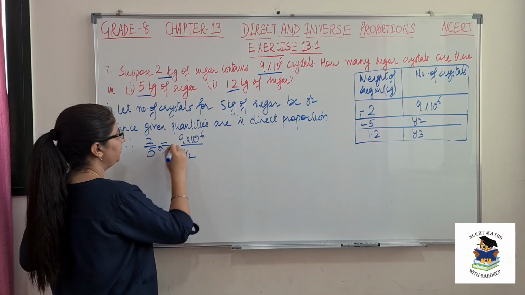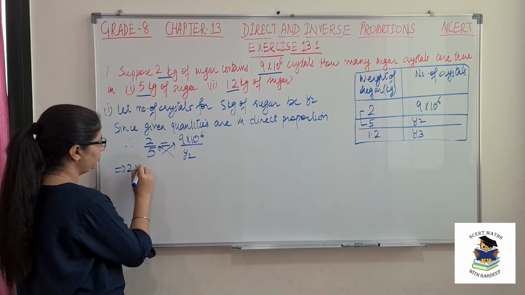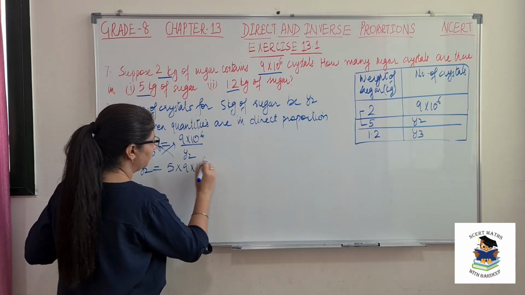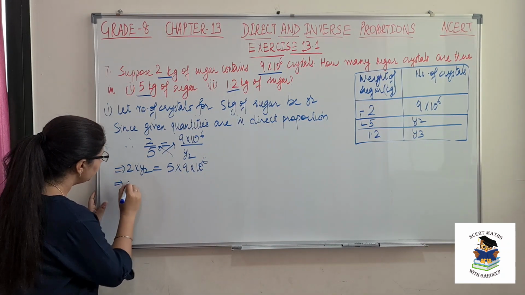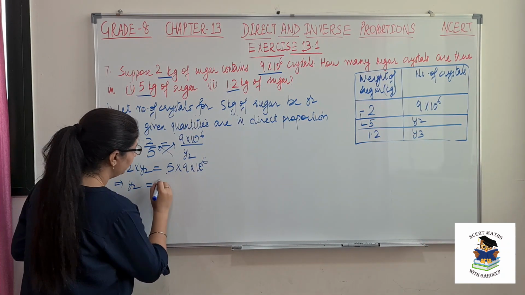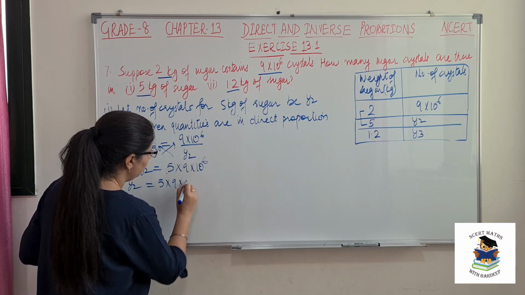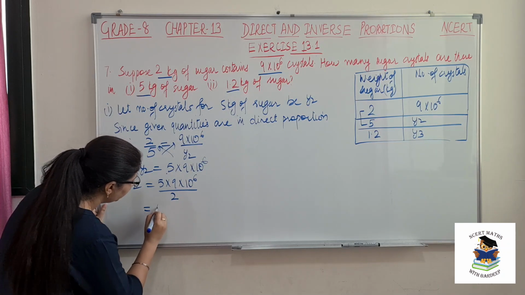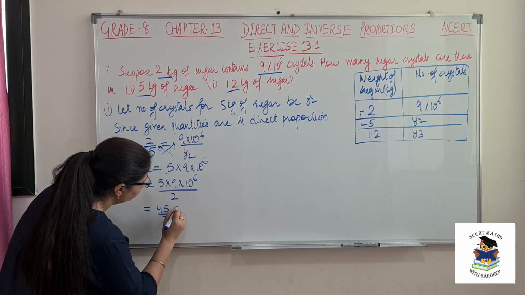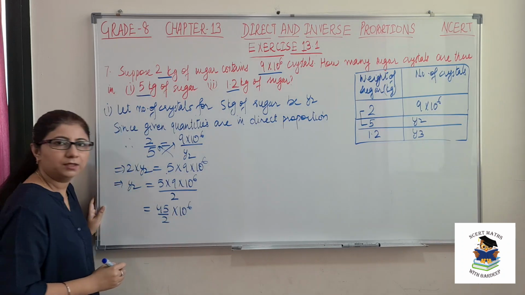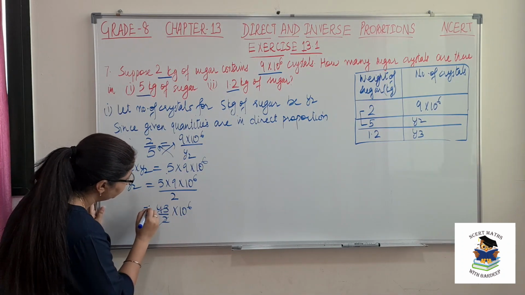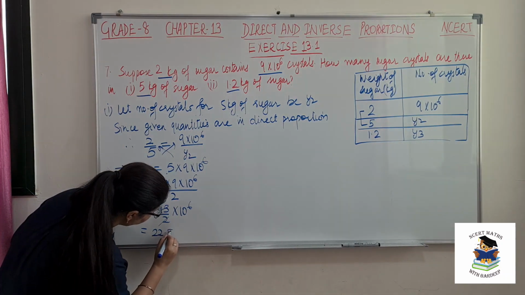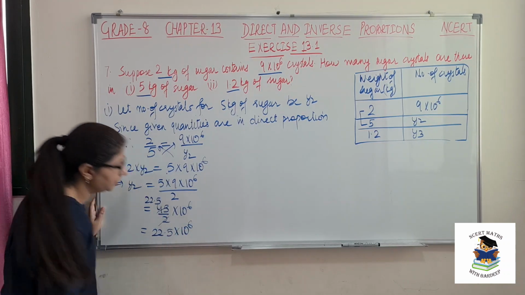So cross multiply them. So this implies 2 into Y2 is equal to 5 into 9 into 10 raised to power 6. So what is Y2? This is 5 into 9 into 10 raised to power 6 over 2. So 5 into 9 is 45, 45 over 2 into 10 raised to power 6. So 45 by 2 is 22.5. So this is 22.5 into 10 raised to power 6.